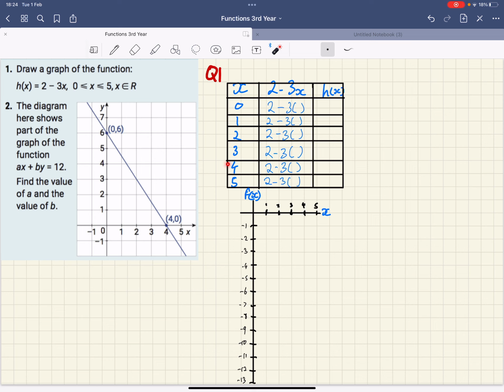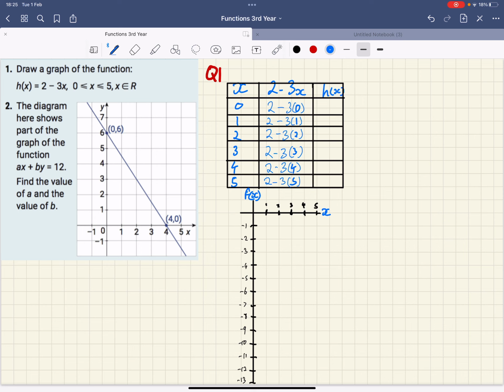They've provided you with a box, an input-output table, and they've provided you with the appropriate graph. That's how these questions are 99 times out of 100. This is how they are presented. So I'm just going to fill out my input-output table. Remember, wherever you see x, these values go in. That's why I left those blank as a reminder. So 0, 1, 2, 3, 4, and 5.